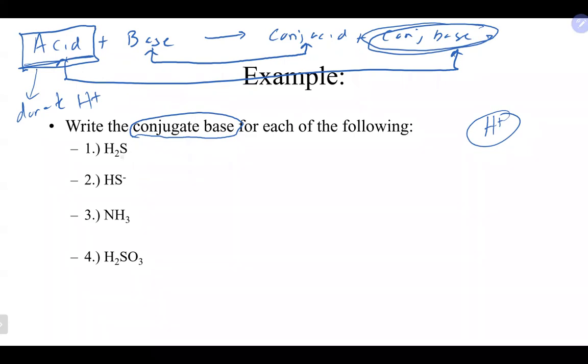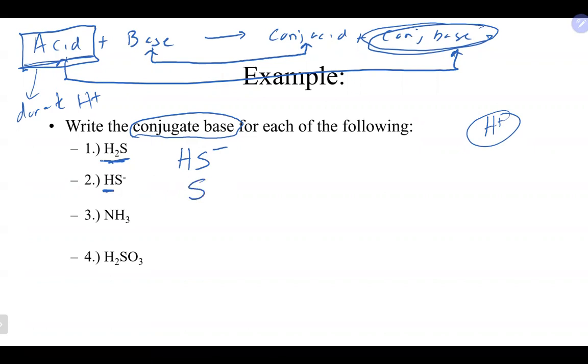With that being said, we now know that all we have to do is take off the H and the plus. So when we take off the H from the first one, we end up with HS. Once again, the plus means that we become one more negative. So this would be HS minus. Same thing here. This is going to lose an H, and when we lose an H, we end up with just an S left over.